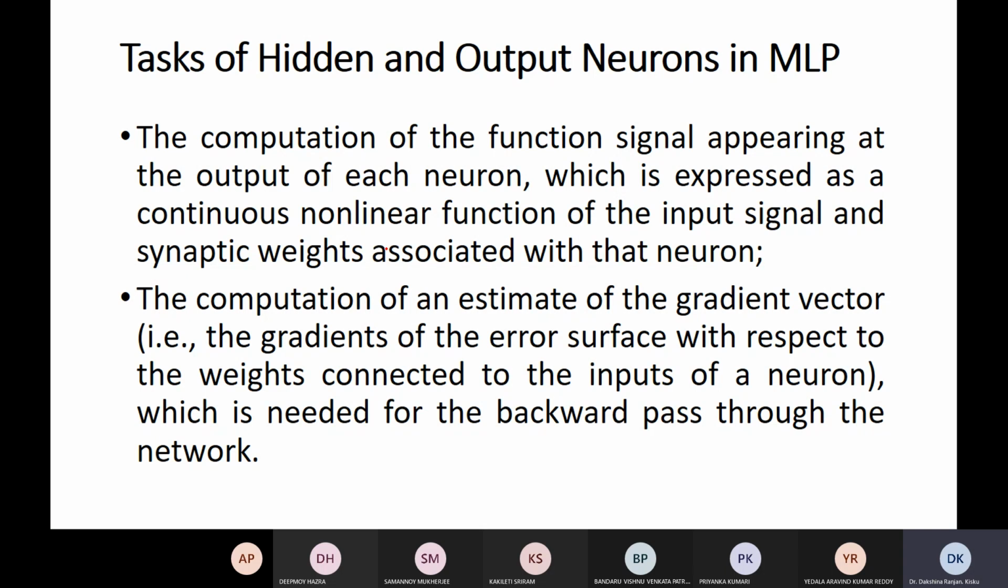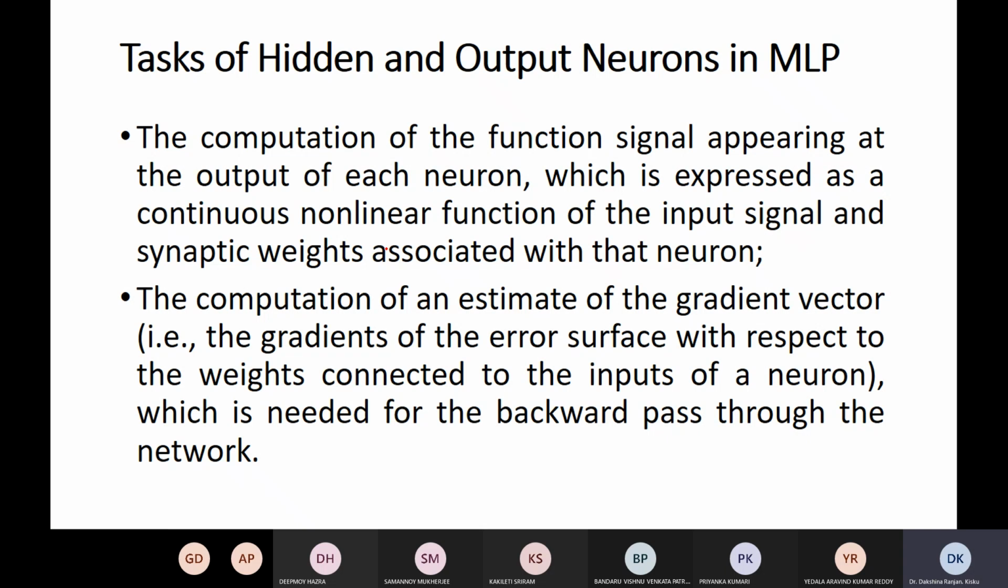Okay, and the second task of a hidden and output neuron in an MLP is the computation of an estimate of the gradient vector. Now, why do we estimate the gradient vector? This gradient basically represents the direction of move, so in which direction we will search for the optimal values can be represented by this gradient. It is the gradient of the error surface with respect to the weights connected to the inputs of the neuron. So the computation of an estimate of the gradient vector is needed for the backward pass through the network.